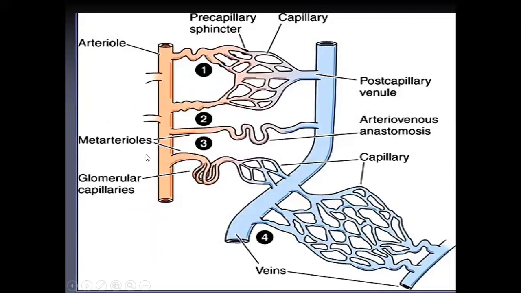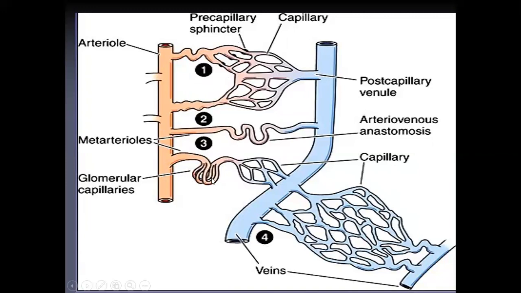So in a simple AV anastomosis, blood passes from the arteriole directly into the venule. And in the thoroughfare channel, the blood from the terminal arteriole passes into the terminal venule, and as side branches, it is going to give rise to capillaries. When the precapillary sphincters are closed, the blood is going to directly pass from arterioles into venules. But when the precapillary sphincters are open, then the capillary channel is going to be open.